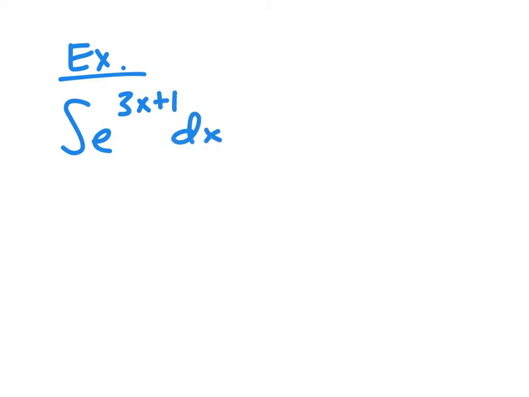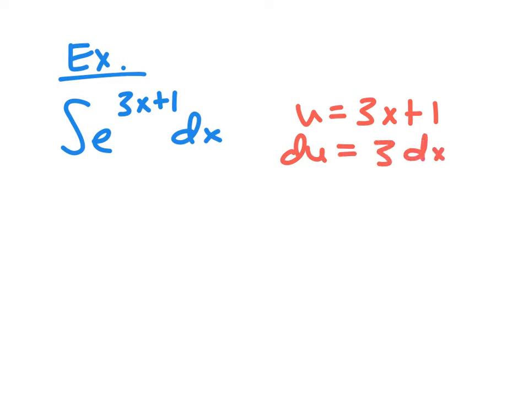So here's a basic example. Let's say I'm starting with the integral of e to the 3x plus 1 dx. So my u is going to be the exponent. If I make u equal to 3x plus 1, then du is equal to 3dx. And just like with normal u sub, if you're missing something for the du, I would normally put that on the inside and then balance it out with the reciprocal on the outside.